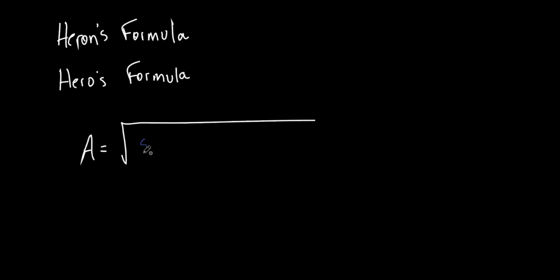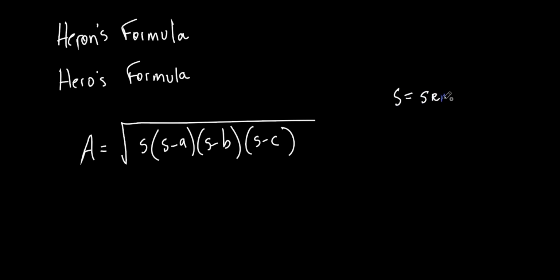All right, watch. Here's your formula. Have we done this formula before? I know I did it in one of my classes. Don't know if I've done it in here. We did it in geometry? Okay. So what is the S? The S is the semi-perimeter.